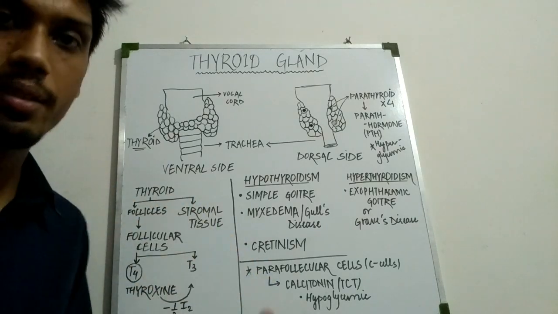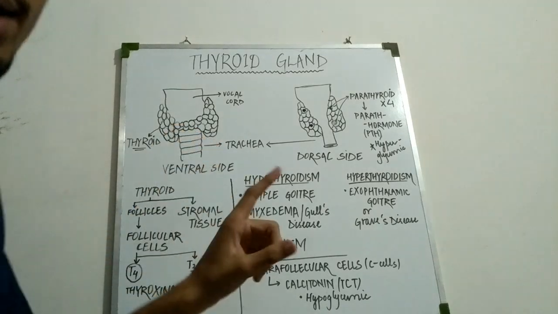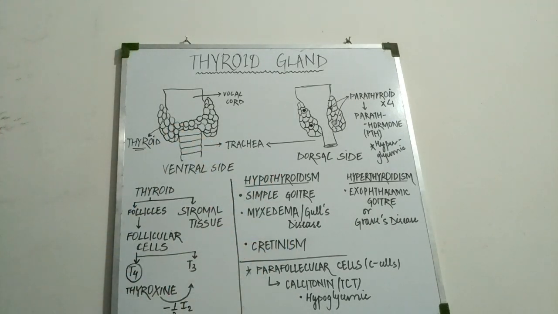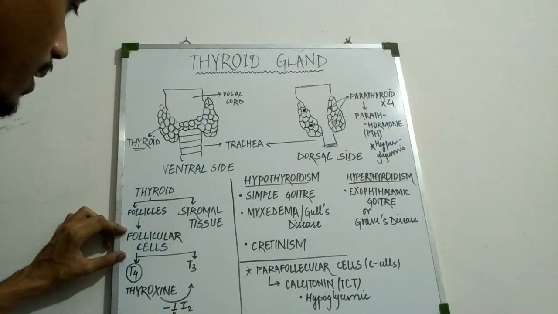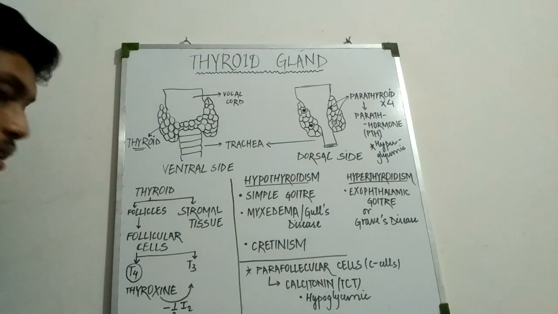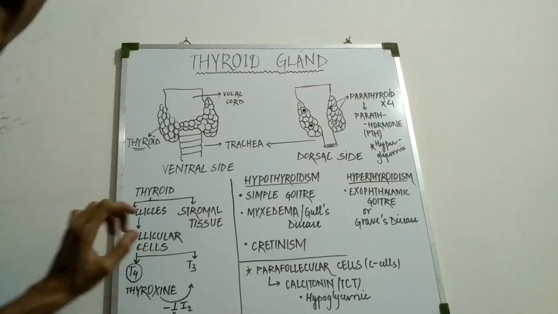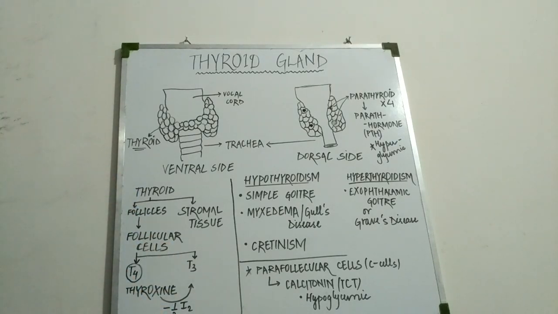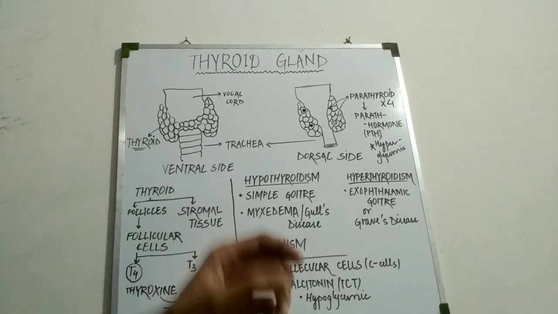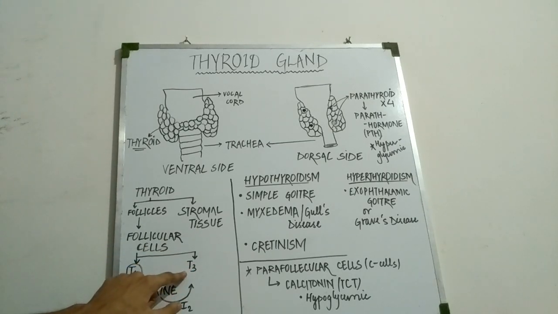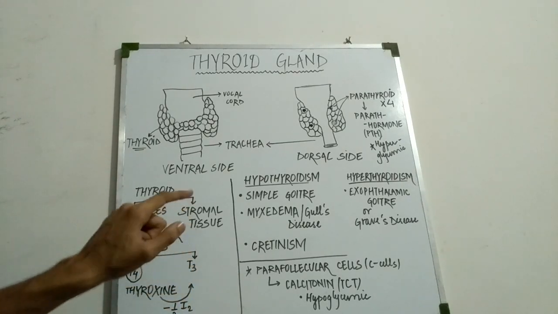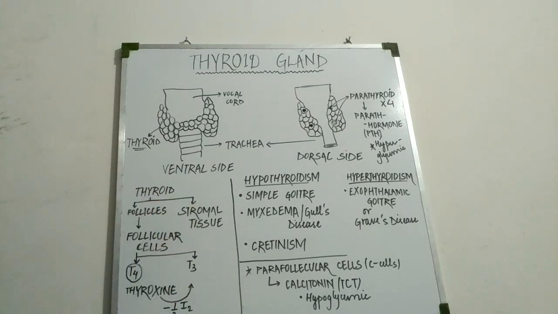Follicles are made of, obviously, follicular cells. This is the basic thing, and it is very important, because these follicular cells synthesize two hormones. If you open the NCERT, the names are given: T4, which is tetraiodothyronine, and T3, which is triiodothyronine. So these are the two hormones secreted by the follicular cells of the thyroid gland.